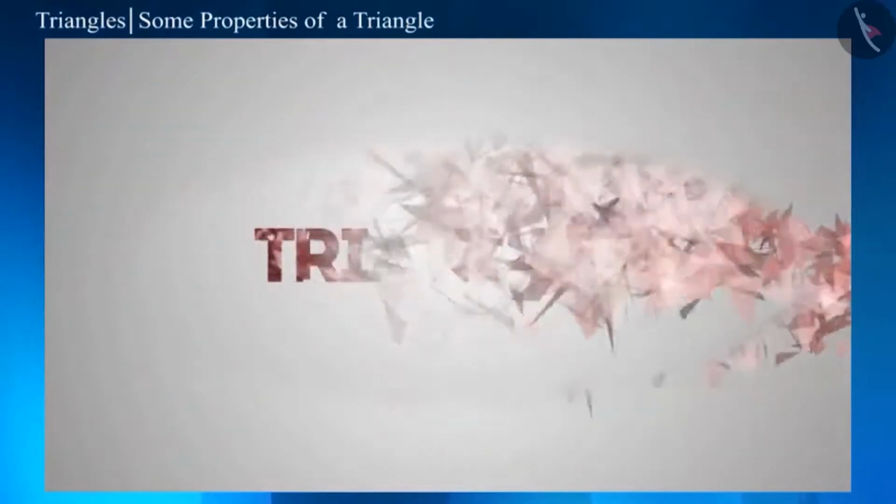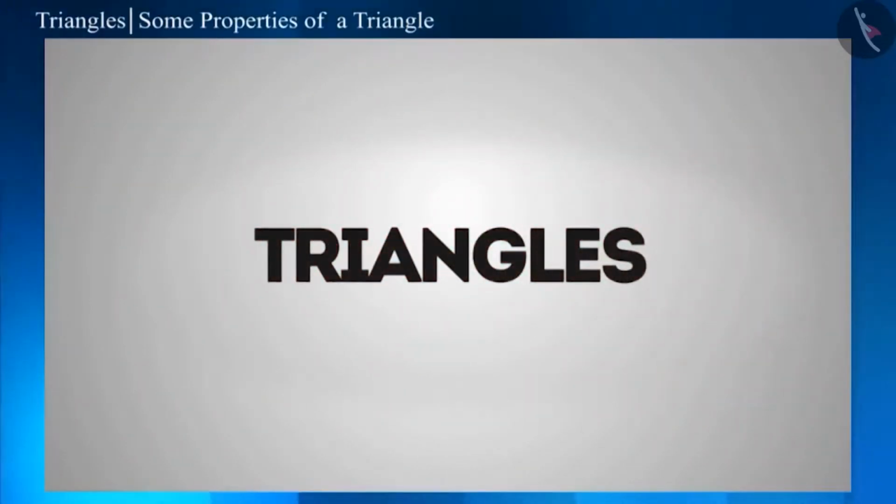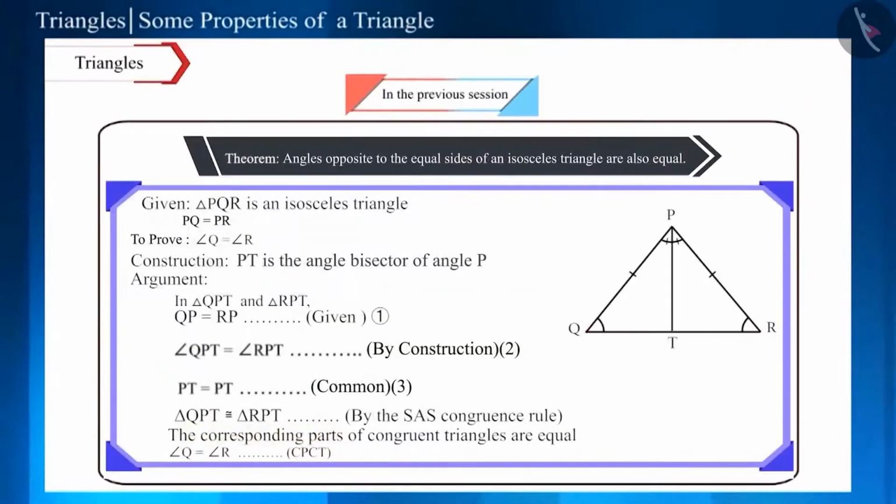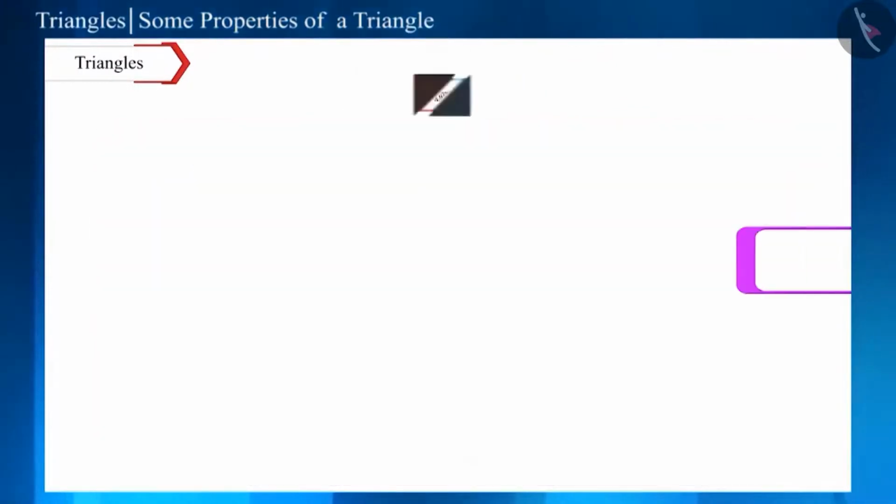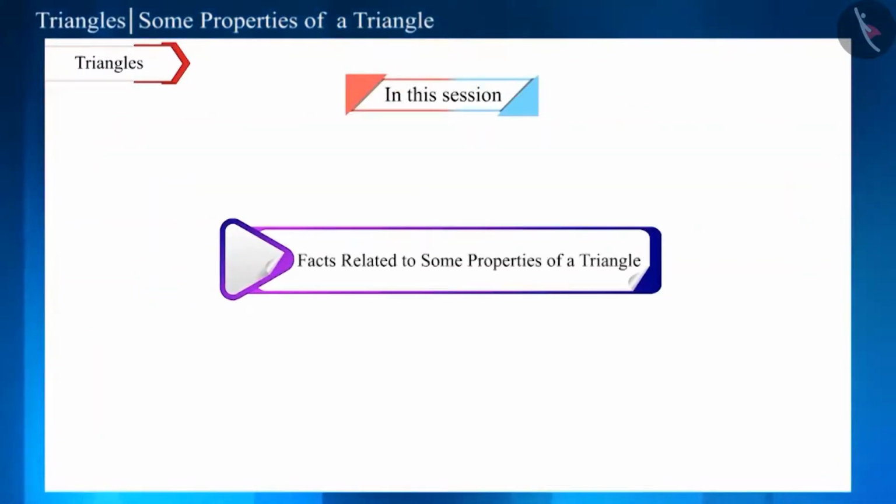Hello friends, welcome to this video on triangles. In the previous video, we discussed some properties of triangles. Today, we will discuss some concepts based on it.